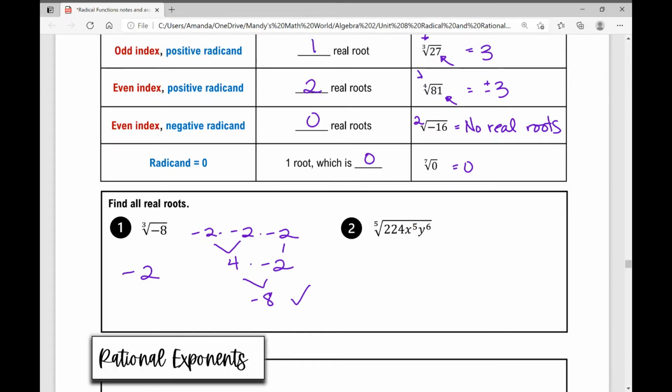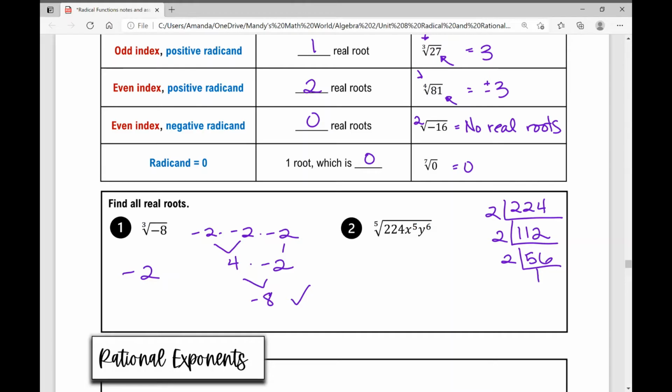Now let's look at the fifth root of 224 times x to the 5th, y to the 6th. The first thing I want to look at is the numeric portion, so 224. I'm going to find the prime factorization of 224, and I'm going to break it down like this. Obviously, it's even, so I know 2 goes into 224. 2 times 112. Also even, I know it's divisible by 2. 2 times 56. Also even, I know it's divisible by 2.